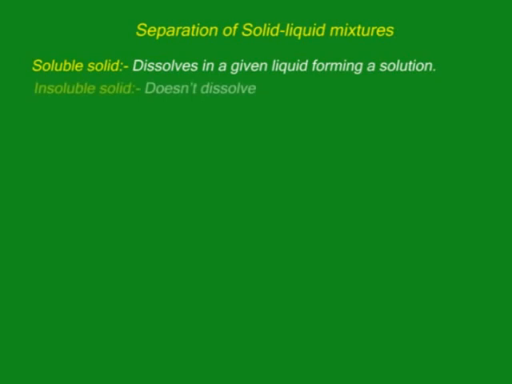The next method of separation is the separation of solid-liquid mixtures. Now, when a solid is mixed with a liquid, it will either dissolve or not. A solid is said to be soluble if it dissolves in a liquid. It is insoluble if it doesn't. When it dissolves, a solution is formed.